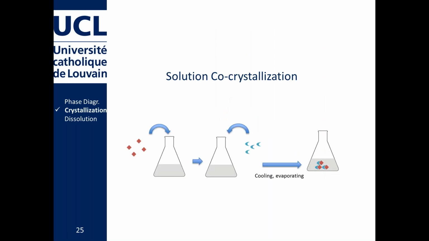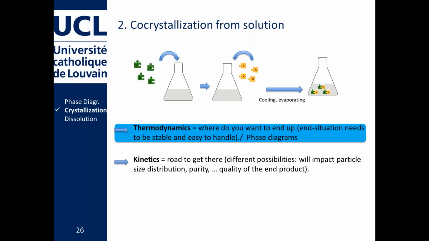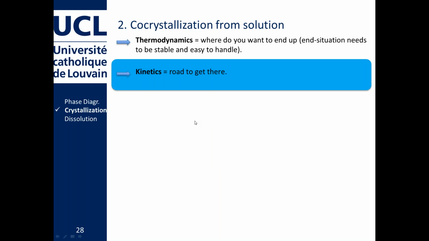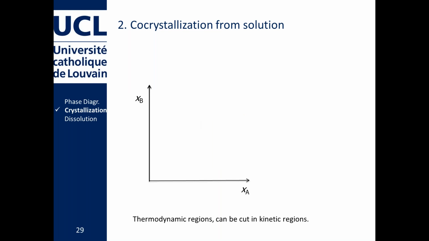Okay, now that I told you how we can make the co-crystals, let's look at solution crystallization. To look at solution crystallization, I told you that what you want to do is you want to use thermodynamics and kinetics. Kinetics is the road to get there. Thermodynamics will tell you where you end up. For thermodynamics, we have our co-crystal ternary diagram. Now let's look at if we can plot kinetics in this diagram too.